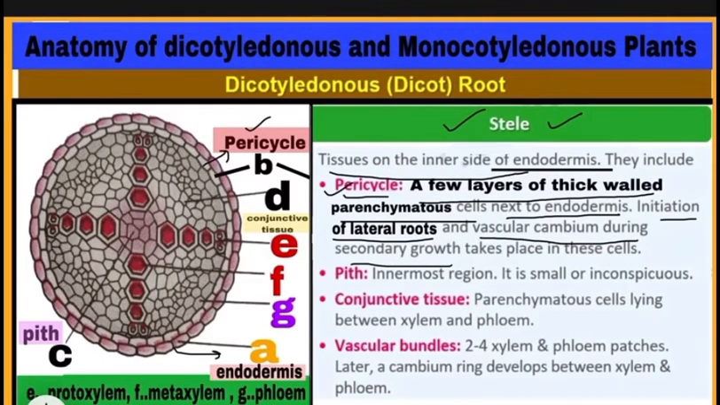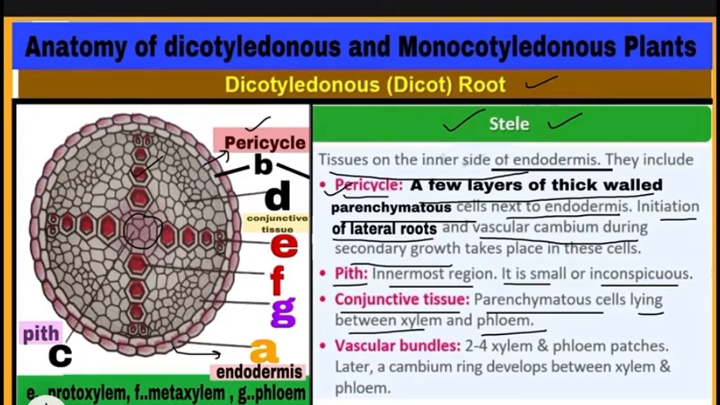Clear? Next is pith. This central part is pith. It is the innermost region and it is very small or inconspicuous in case of dicot root. Next, conjunctive tissues. These are parenchymatous cells lying between xylem and phloem. This is xylem, this is phloem, and between xylem and phloem this tissue is called as conjunctive tissue. Clear?